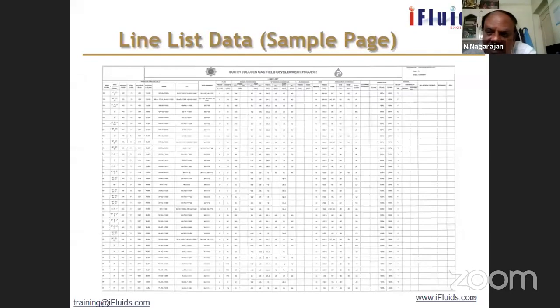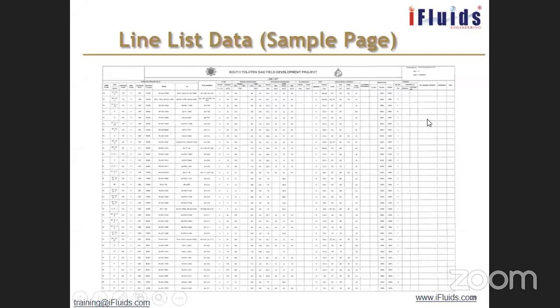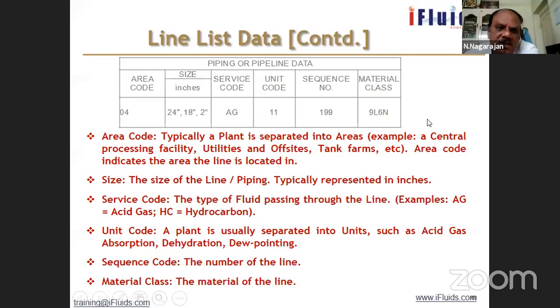Finally, you will have some blank columns. These are called remarks, where you can write specific requirements. You can say it's a sloping line, no pocket line, etc. Those things you can write. So now I will show you.